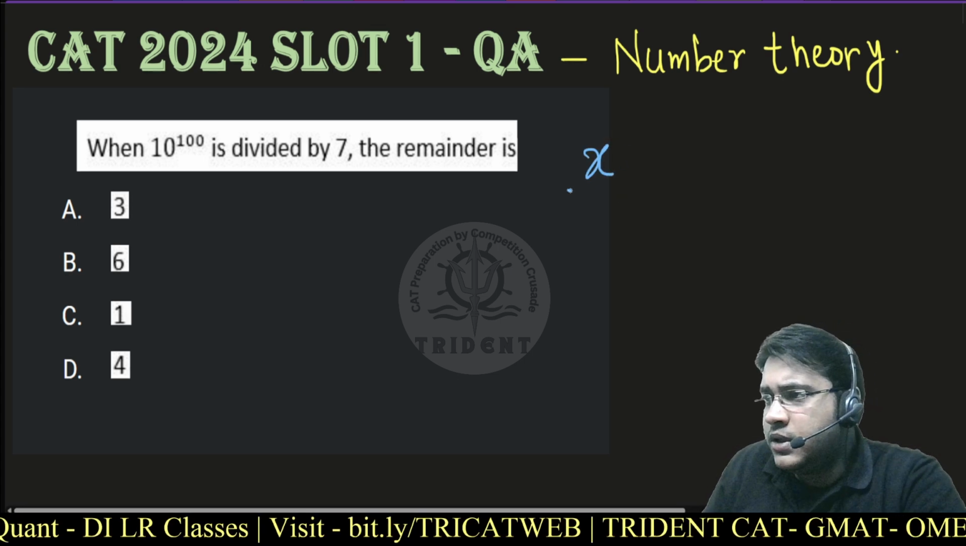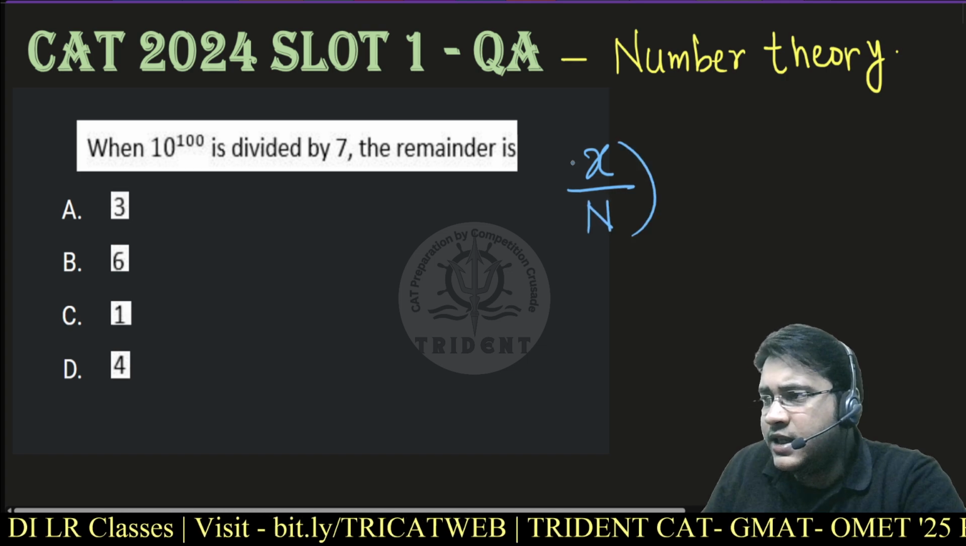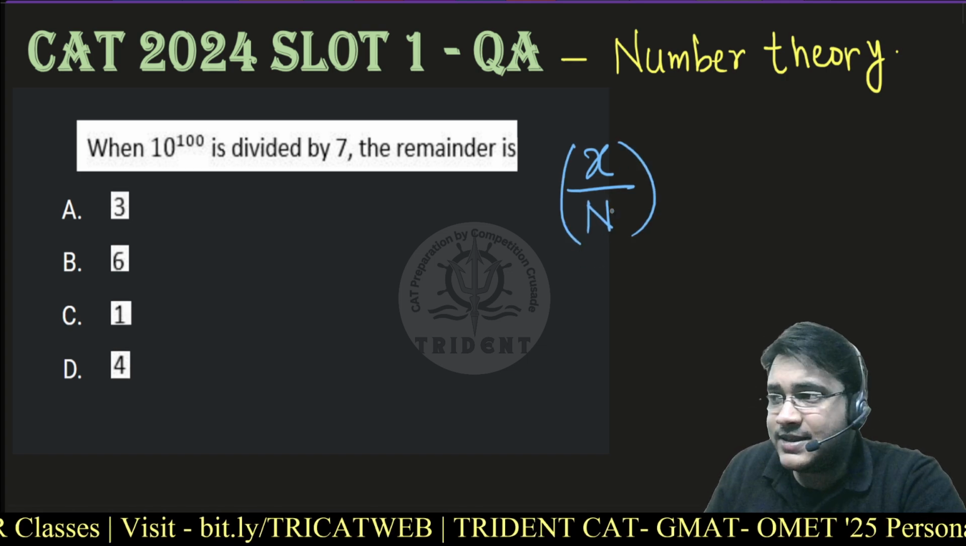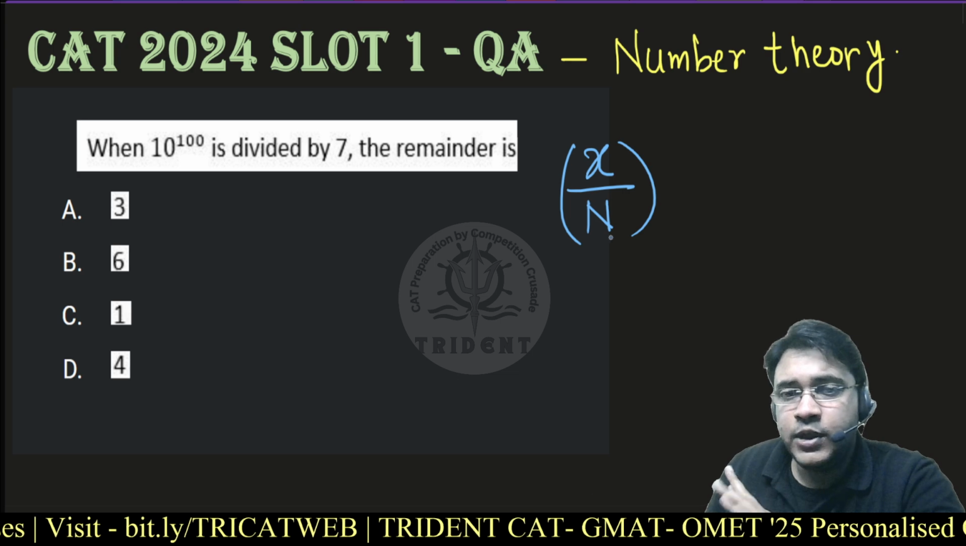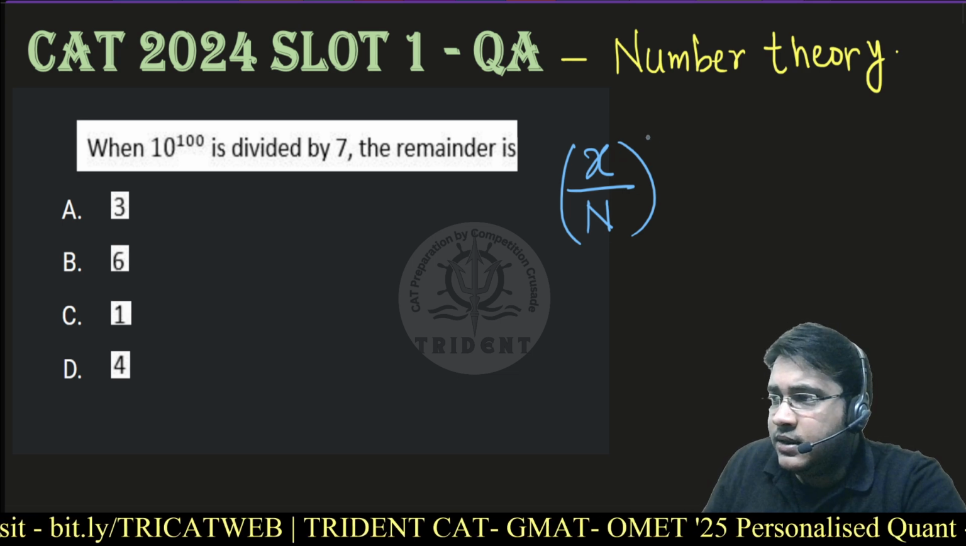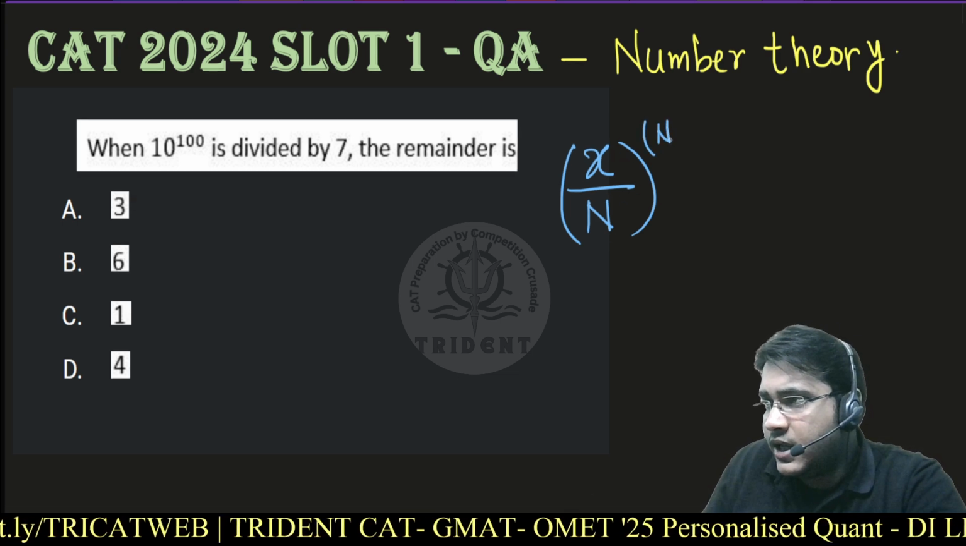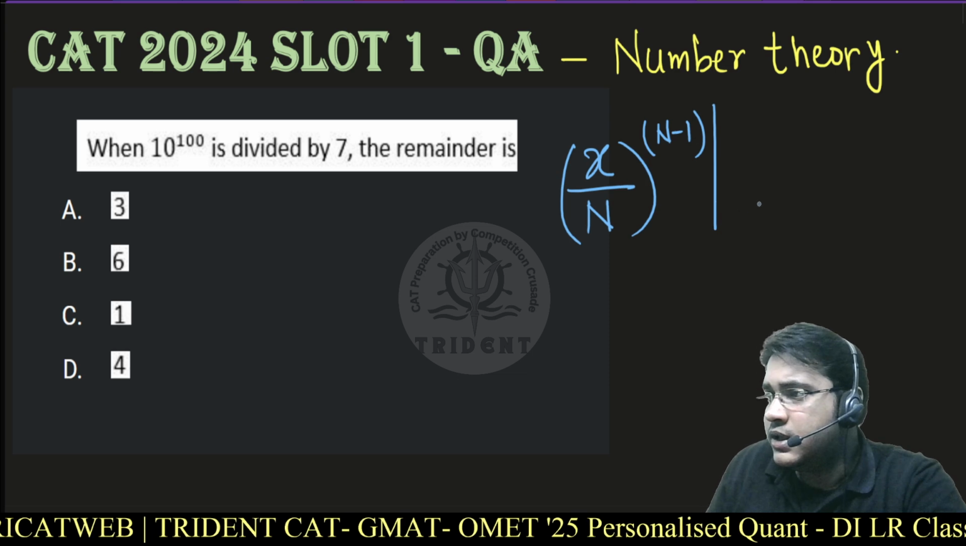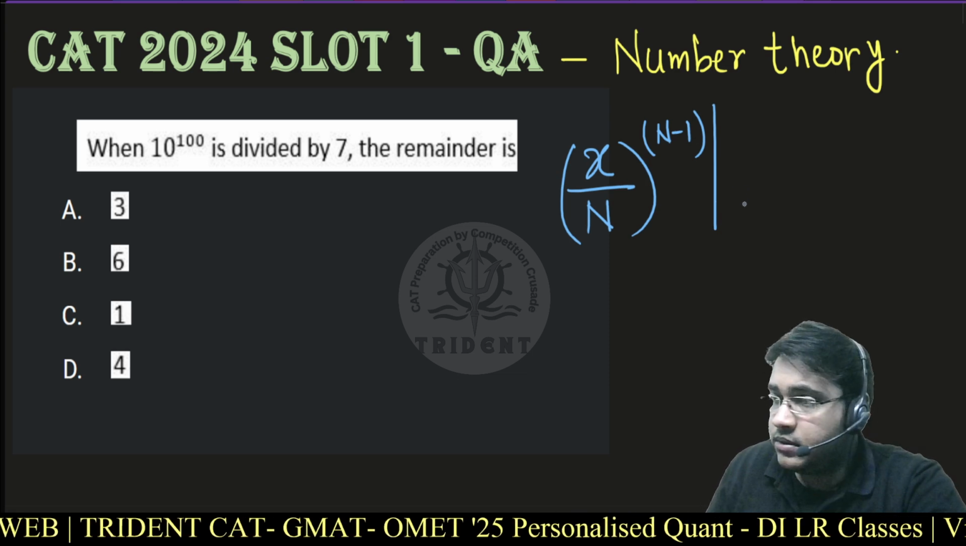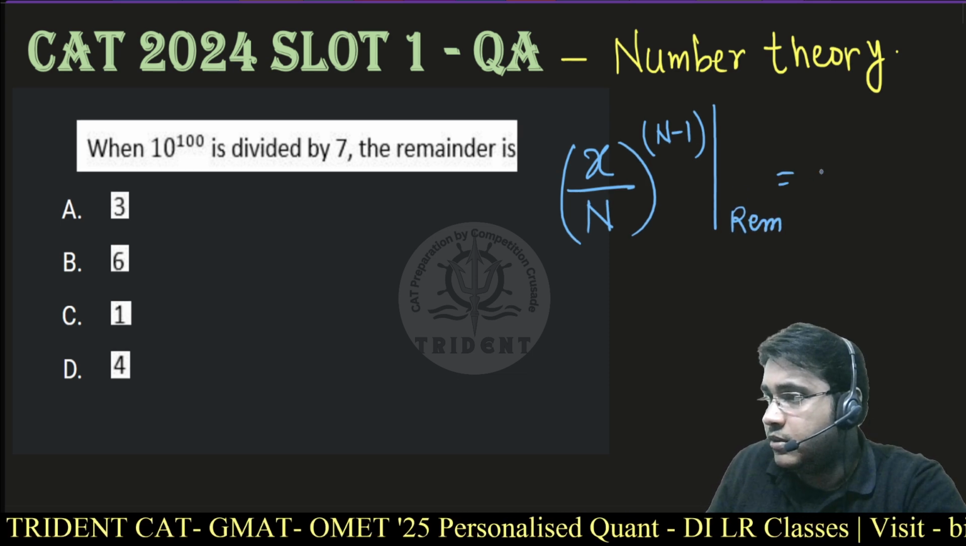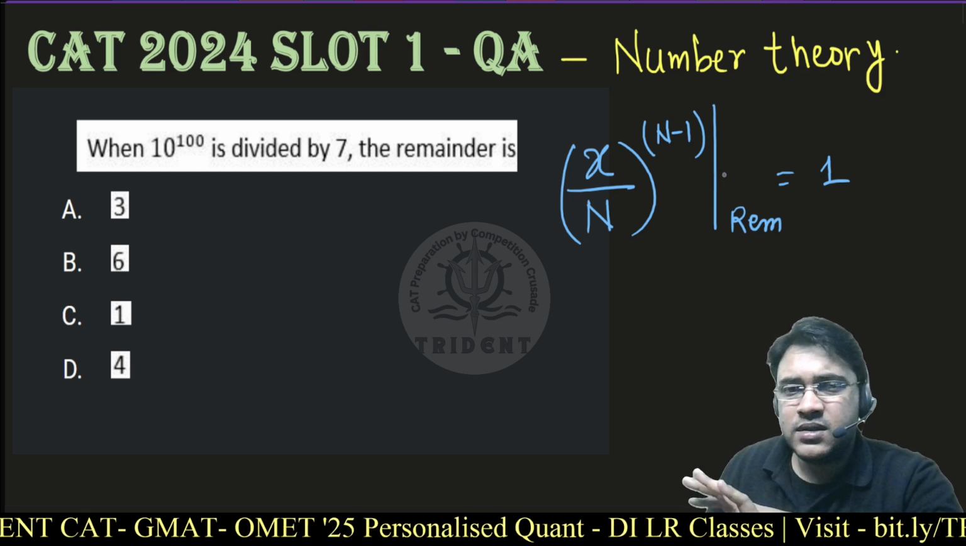So a number x, when divided by n, where x and n have to be co-prime. Okay, then if x is raised to n minus 1, then the remainder will be equal to 1. You can understand it like that.